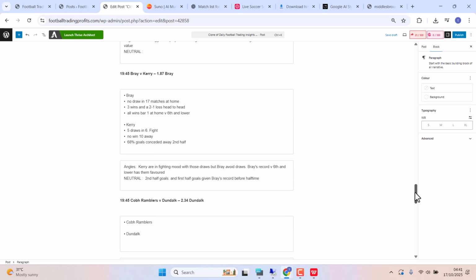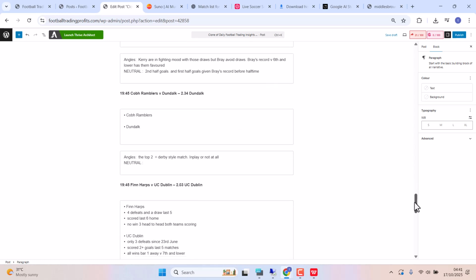Bray against Kerry. No draw in 17 for Bray. Quite simply with Bray, you're looking at 2 aspects. Looking at avoiding that draw, and you're looking at a goal at least before half-time. It tends to be a very, very strong habit since March. Kerry, they are fighting. So I think they'll give Bray a good run for their money. 5 draws in 6 matches. Kerry could get themselves a goal today.